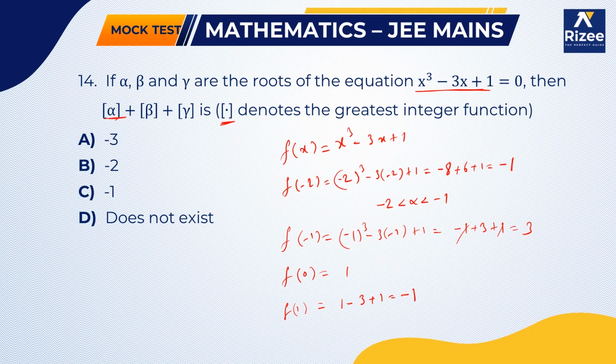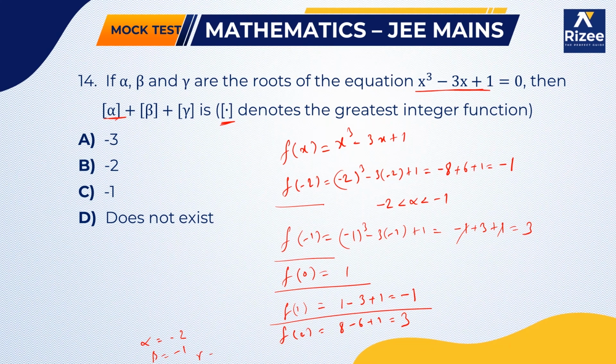Next, f of 2: 8 minus 6 plus 1, which equals 3. Observe here the values of f of 1, f of 0, f of minus 1, f of minus 2. We can say that there are roots alpha, beta, gamma. The alpha value lies between minus 2 and minus 1, the beta value is between minus 1 and 0, and the gamma value lies between 1 and 2. The summation of alpha plus beta plus gamma is minus 2. Minus 2 is the answer.